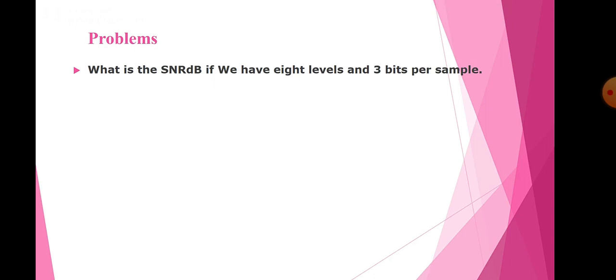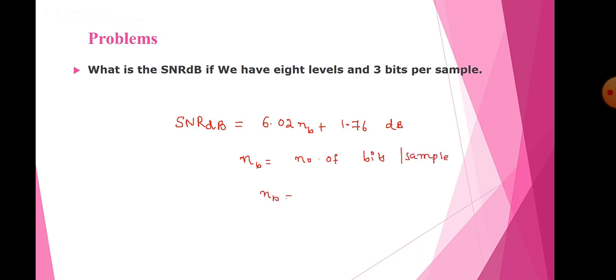So what is the value of SNR in terms of dB, if we have 8 levels and 3 bits per sample? We can compute SNR dB as SNR dB equal to 6.02 NB plus 1.76 dB, where NB is equal to the number of bits per sample. In this case, NB is equal to 3.